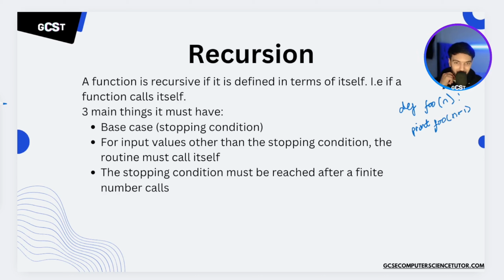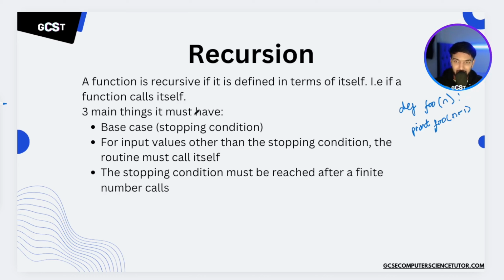Well, if you think about it, you put 1 as n. If you call it as foo and then pass in 1, this is going to keep calling itself. The first time it's going to be 1, and then you put 2, 3, 4, 5, 6, etc. And it's not going to stop, and it's not going to be printing out anything. Hence why it needs to have these three main things in a recursive function.